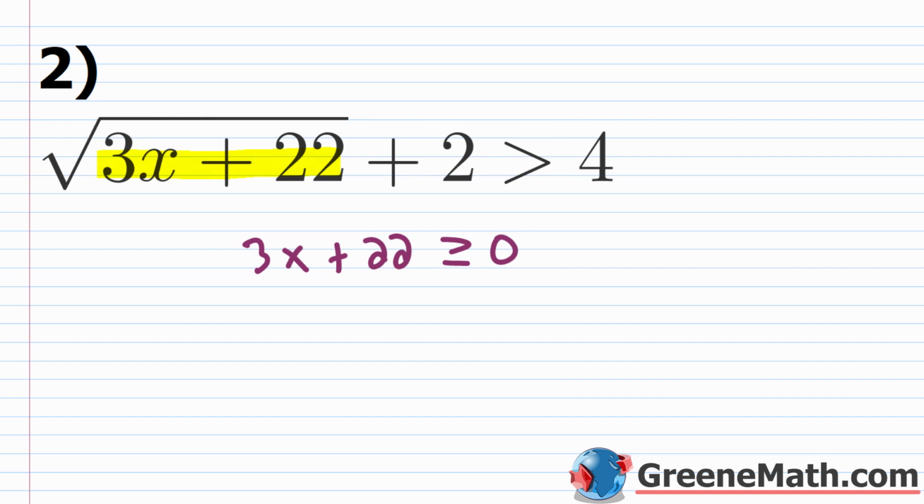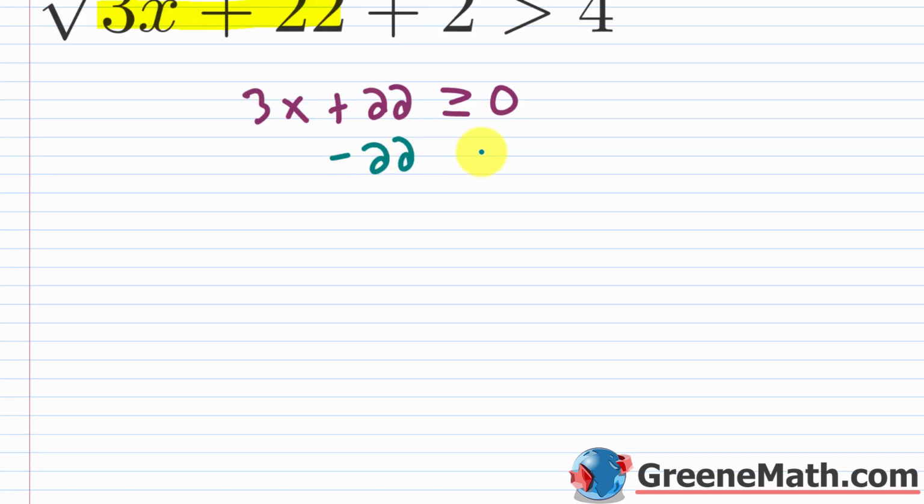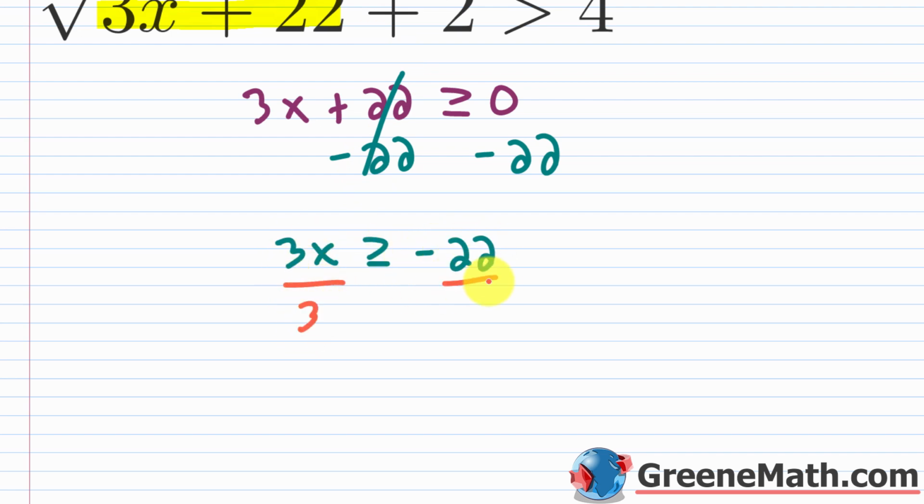Pretty easy to solve this inequality. What I'll do is subtract 22 away from each side. Let's cancel this away. We'll say 3x is greater than or equal to negative 22. And then from here, I'm going to divide both sides of the inequality by 3. And so we'll cancel this 3 with this 3.